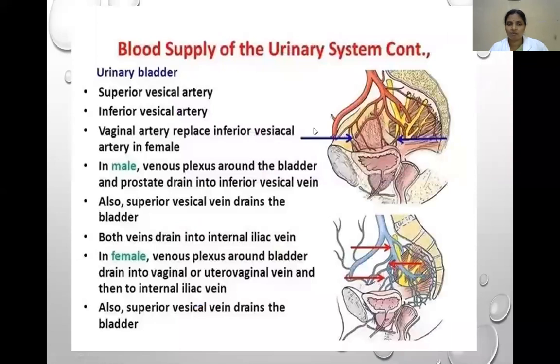Then what is the blood supply? It is mainly supplied by the superior vesical artery. What is the superior vesical artery? It is the proximal part of the umbilical artery, and the rest, the distal part, is obliterated in the form of a ligament, the medial umbilical ligament. The lower part of the urinary bladder, including the neck and prostate gland, is supplied by the inferior vesical artery. In females, this inferior vesical artery is replaced by the vaginal artery.